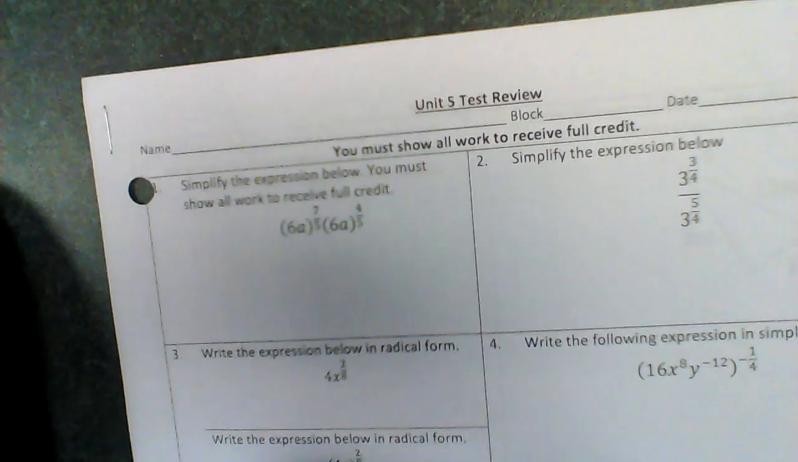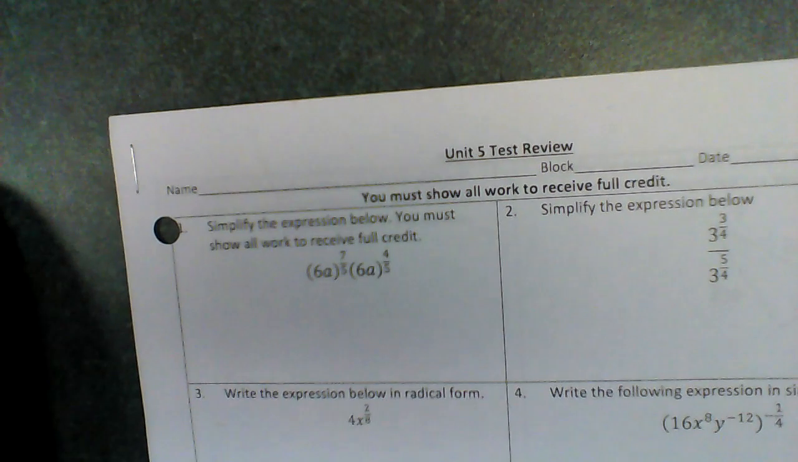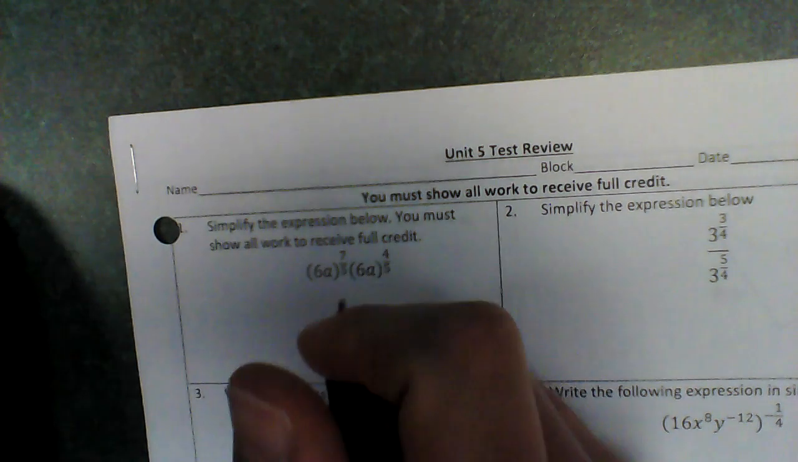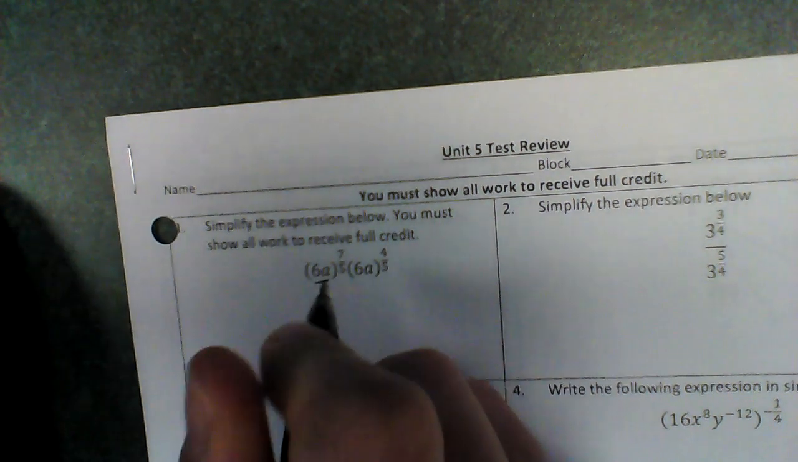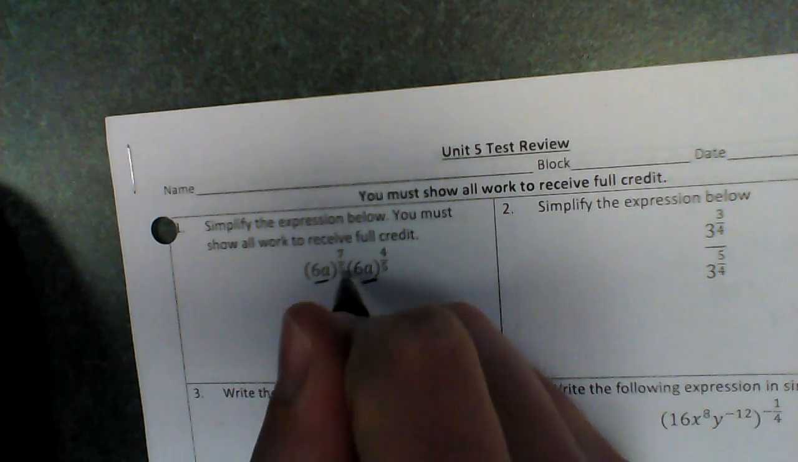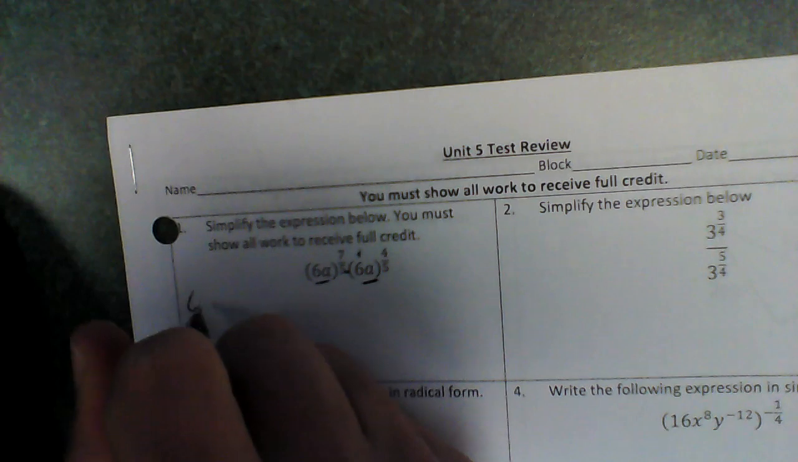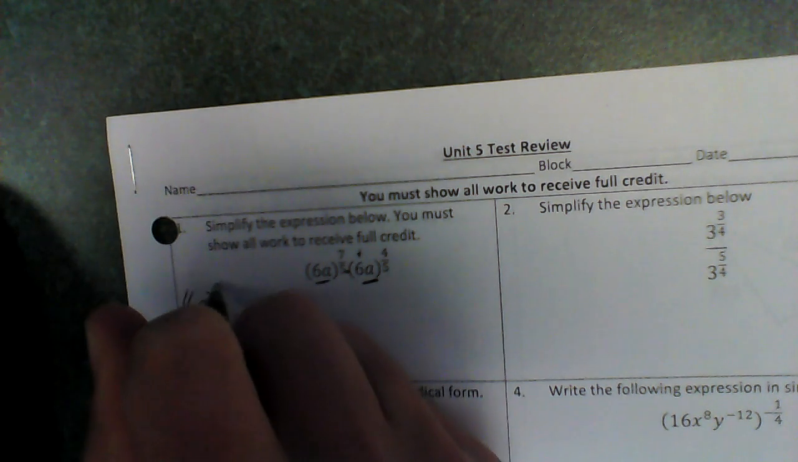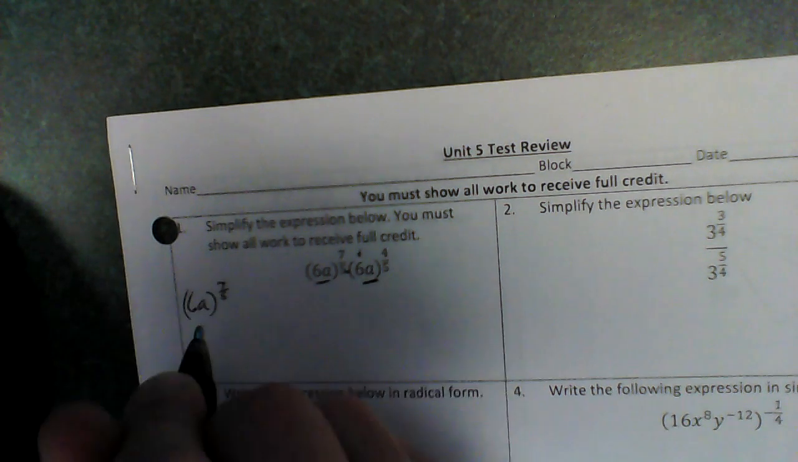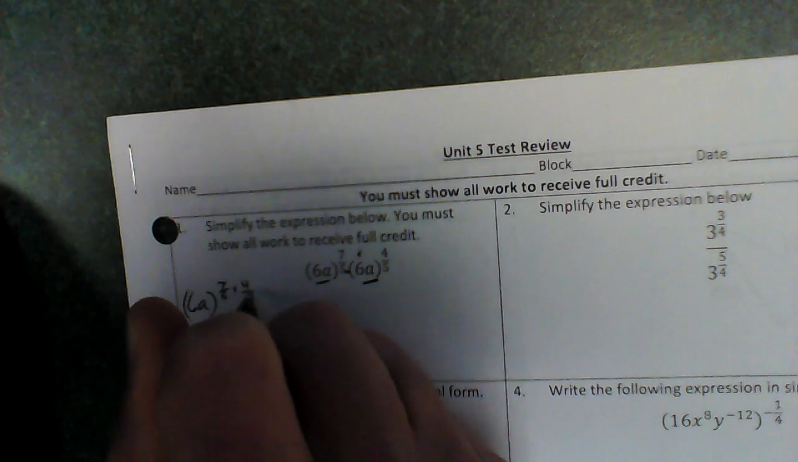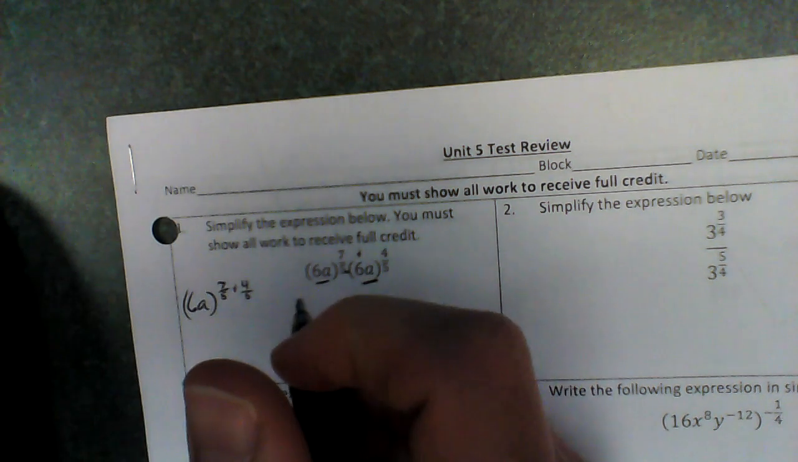Alright, so this is the Unit 5 test review. Let's get working. The first one, we have like bases with multiplication. We add exponents. So this is going to be 6a. It starts in parentheses, keep it in parentheses. The 6a is the base of the exponents, so keep that in mind.